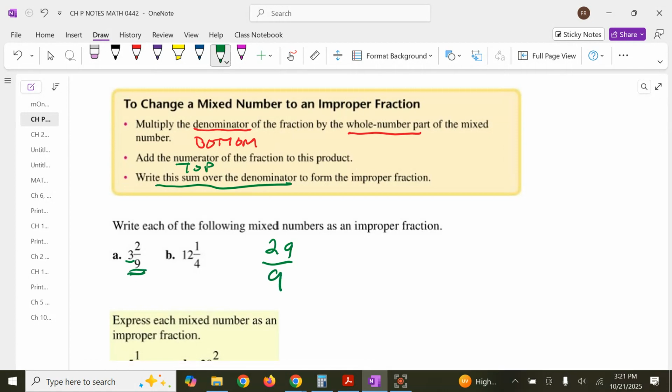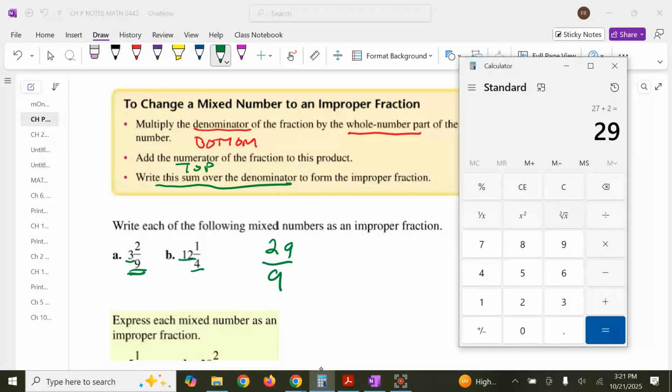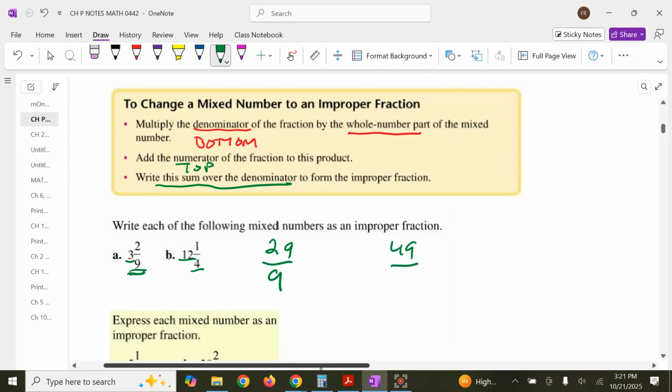Okay. We'll do the same thing with this one. Look, we're going to go 4 times 12. So let me take my calculator. Let's clear this out. What's 4 times 12? 48. We're going to add the number on top, plus one more, 49, over the same denominator. Okay.